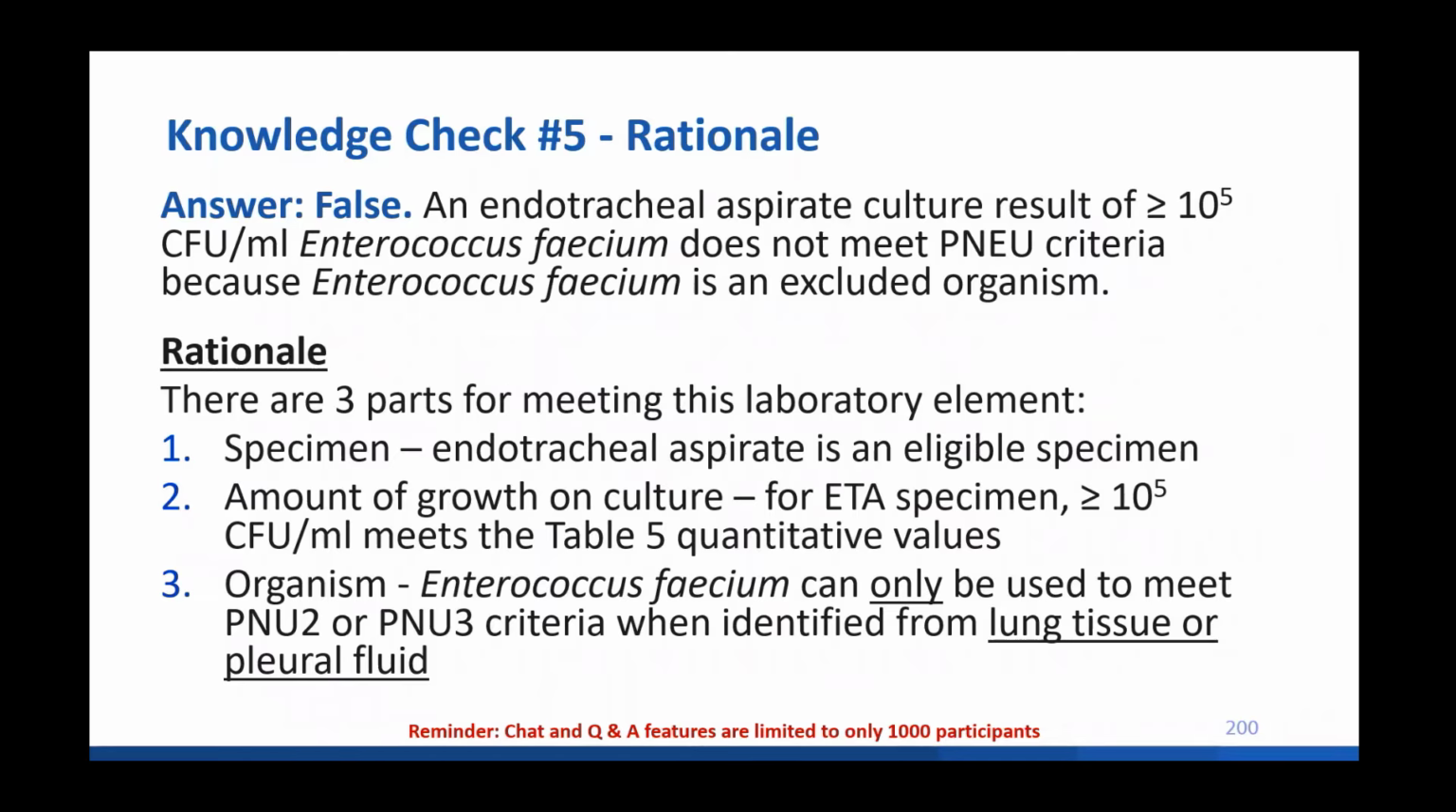And the next thing you want to look at is the organism. Enterococcus faecium can only be used to meet Pneumonia 2 or Pneumonia 3 criteria when identified from lung tissue or pleural fluid. So, because Enterococcus faecium is an excluded organism, this laboratory result cannot be used to meet Pneumonia 2 or Pneumonia 3. Great job, everybody.